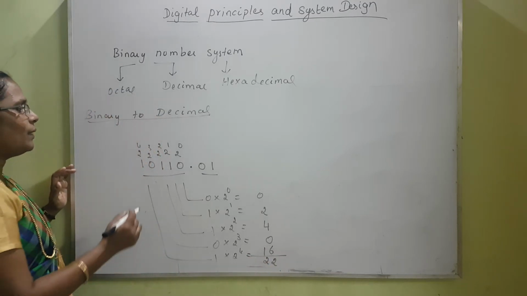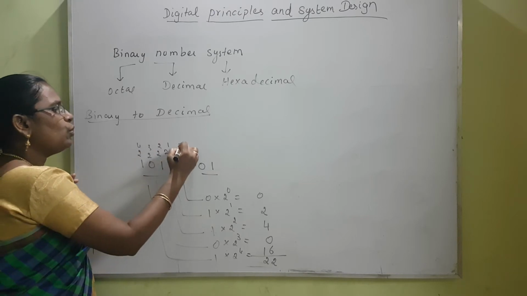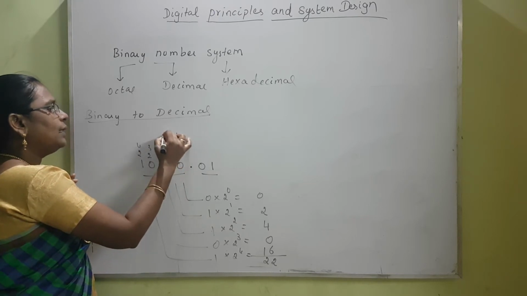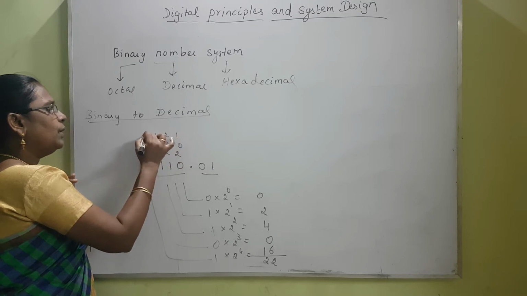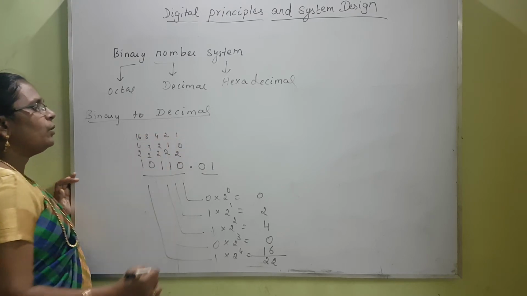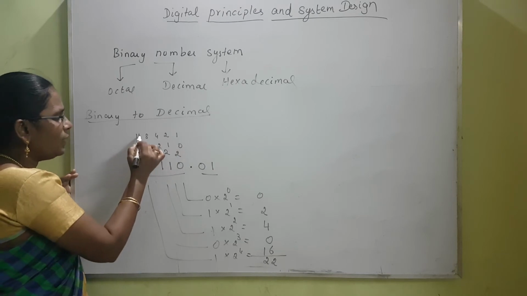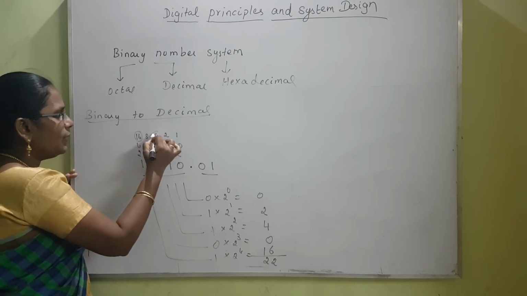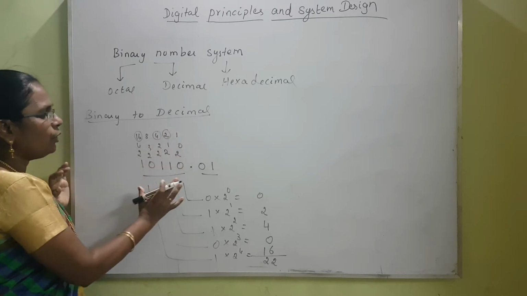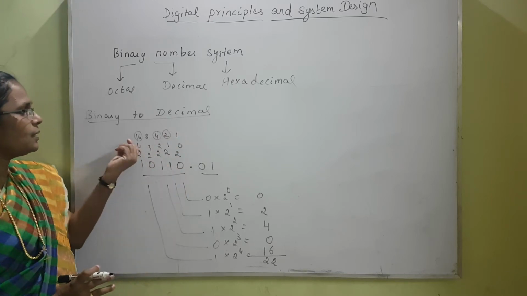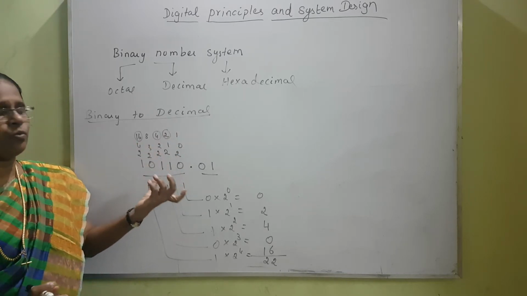Now another value you can easily find out is, what is 2 to the power 0? It is 1, it doubles to 2, this is 4, 8, 16. The place value doubles as it goes. Now if you see where all a 1 is there, if you add, your 1 is here, here and here. So you will get the mantissa part, that is 16 plus 4, 20 plus 2, 22.